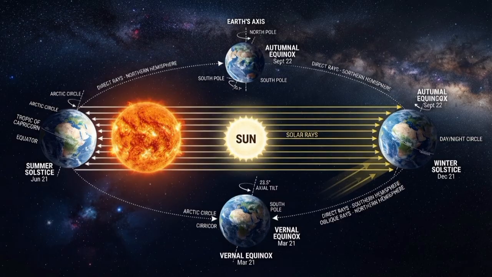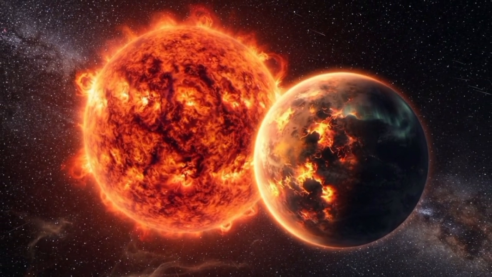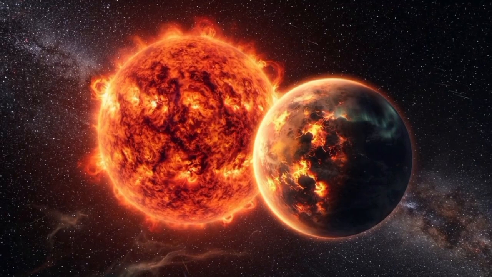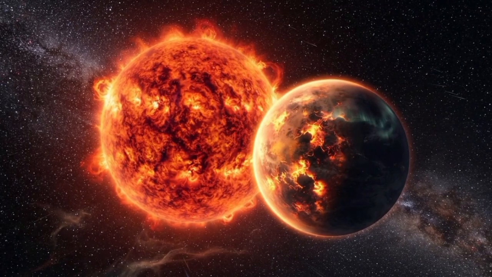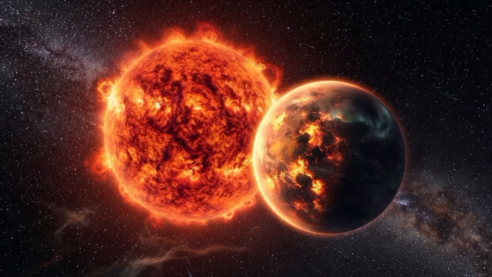The first thing the simulation calculated was equilibrium surface temperature. Essentially, the baseline temperature the planet would settle at based on the energy it receives from its star, its atmospheric greenhouse effect, and its albedo, meaning how much sunlight it reflects back into space rather than absorbing.